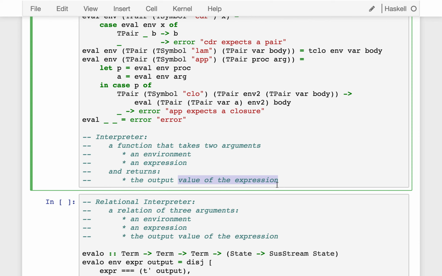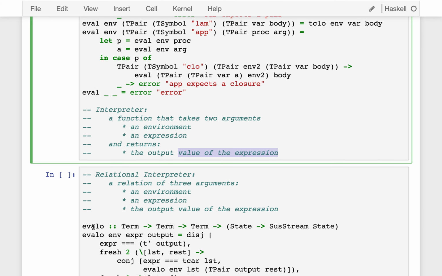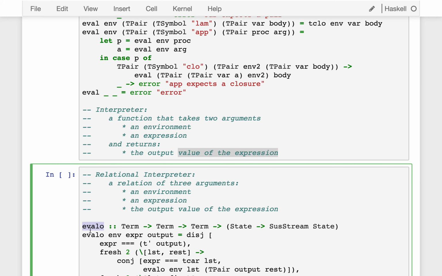So the most important thing to understand is that interpreters are functions, which means that we can write the relational form of eval, which is called evaluate. And evaluate is also known as a relational interpreter. This evaluate is a relation of three arguments: the environment, the expression, and the output value of the expression.